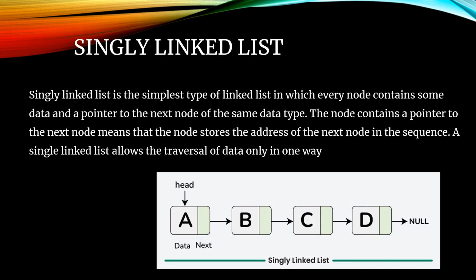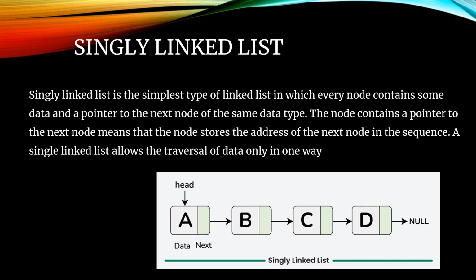One key feature of singly linked lists is that they allow traversal in only one direction, from the head node toward the end. This makes them memory efficient as each node only needs a single pointer, but it also limits their flexibility. Unlike arrays, singly linked lists do not require a contiguous block of memory, so they are ideal when we need to manage dynamic data efficiently.